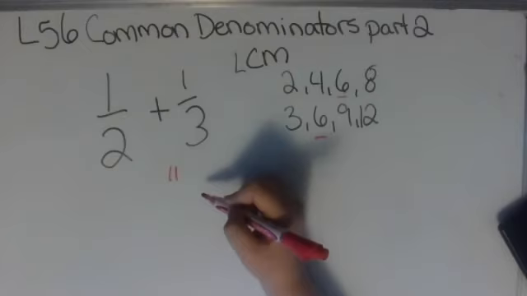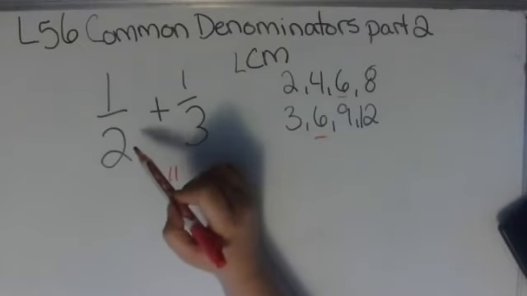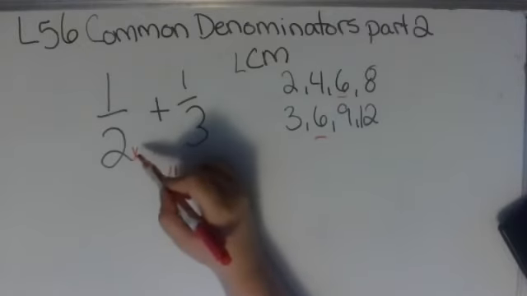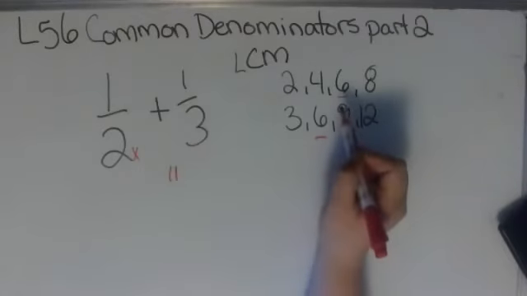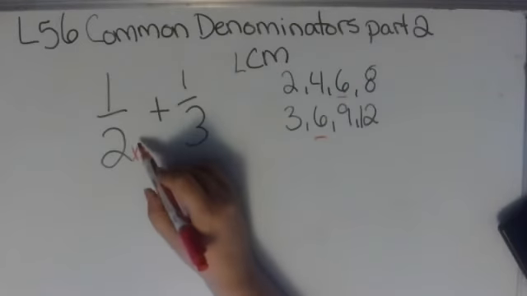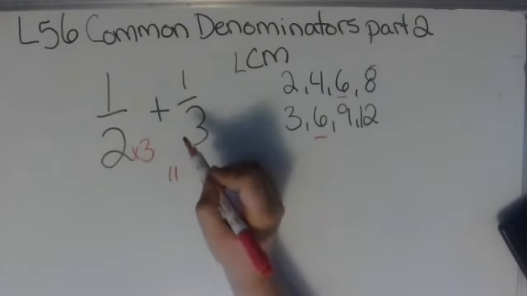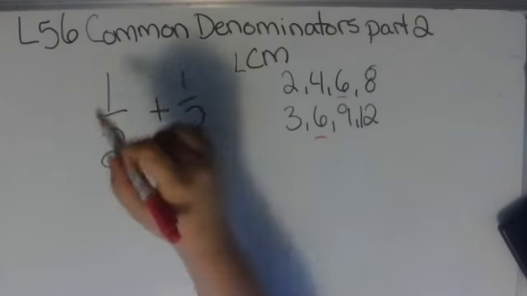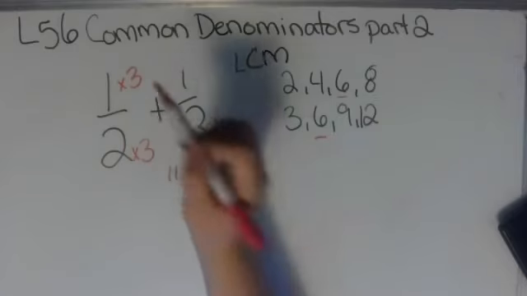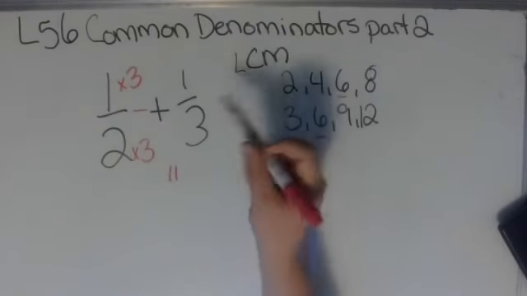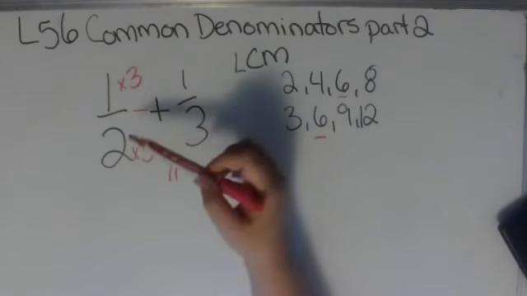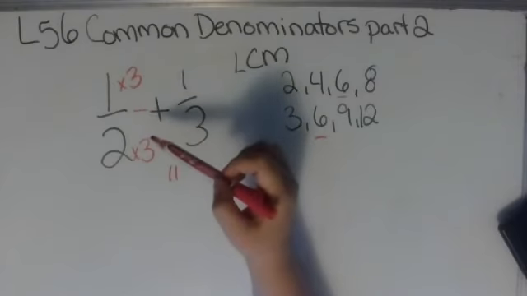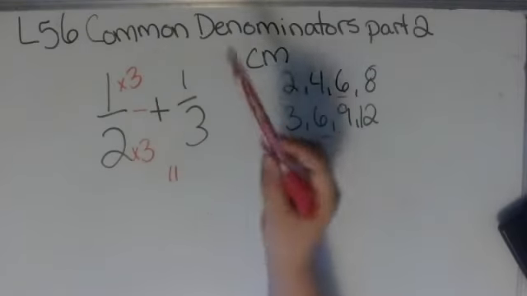So I'm going to do that down here. Now I would do that to the half. What do you times 2 by to get 6? You times 2 by 3 to get 6. And if I do it to the bottom, I have to do it to the top. So this is now 1/2 times 3 over 3, or 2 times 3, and 1 times 3.